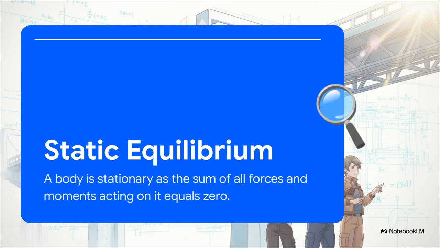See, an object in static equilibrium doesn't just sit there passively. It is actively canceling out every single force trying to move it. The textbook defines it really clearly. The object is stationary because the resultant, so the net sum of all forces and moments acting upon it, equals absolute zero. It is literally a perfect invisible tug-of-war where absolutely nobody is winning.